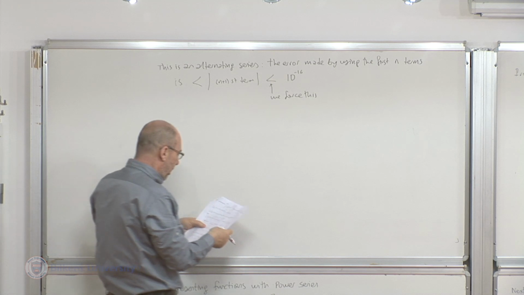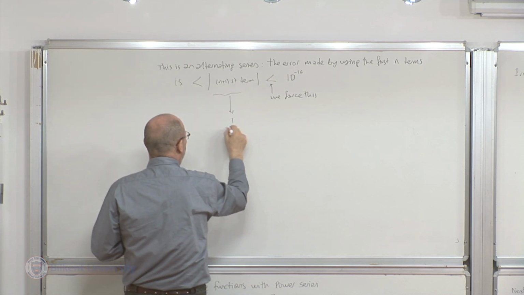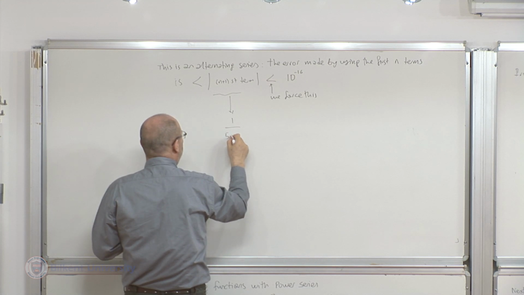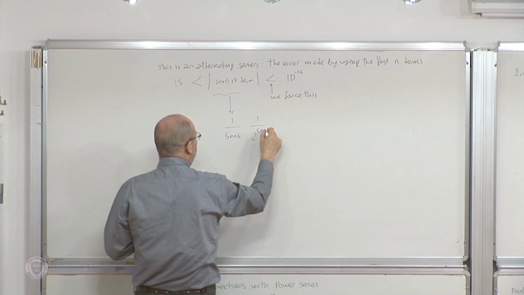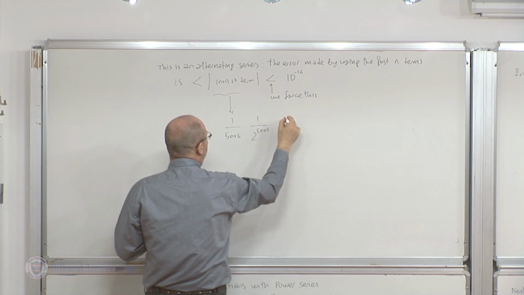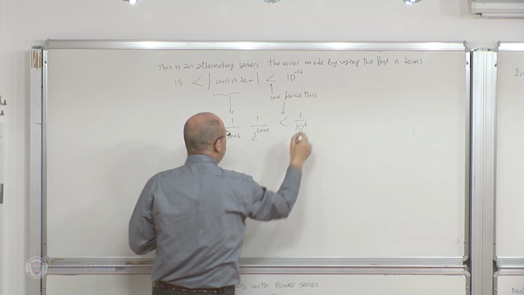So what is the n plus first term? The n plus first term is 1 over 5n plus 6 times 1 over 2 to the 5n plus 6. So I force this to be less than 1 over 10 to the 6.